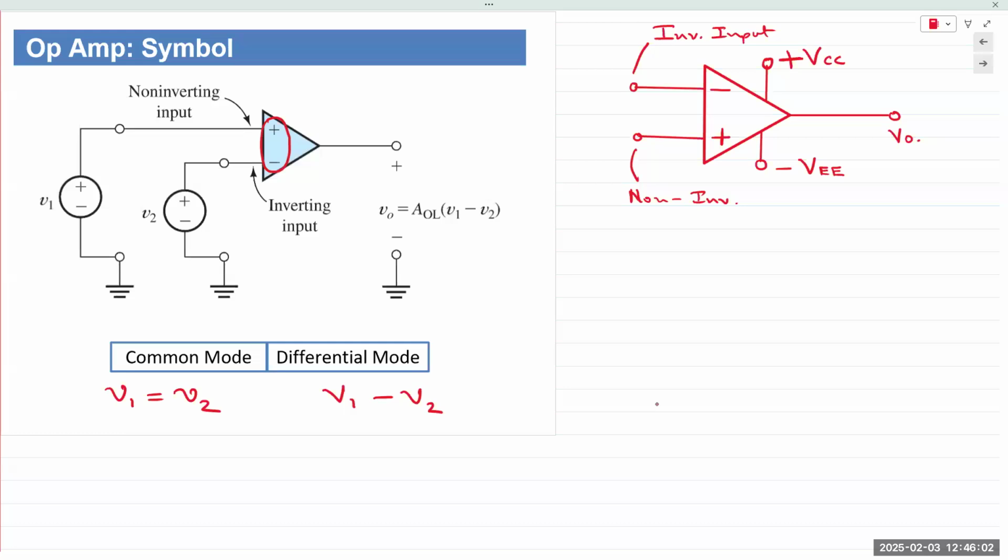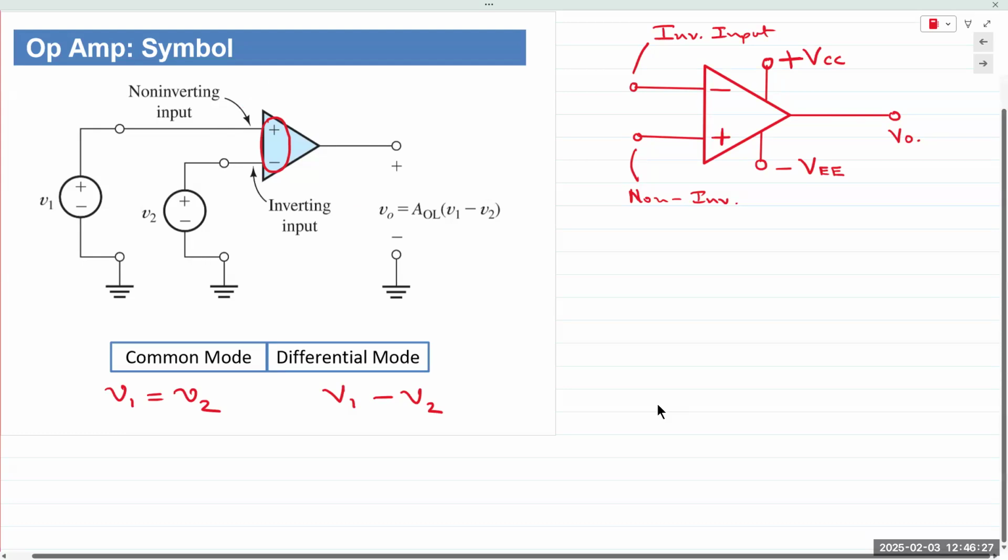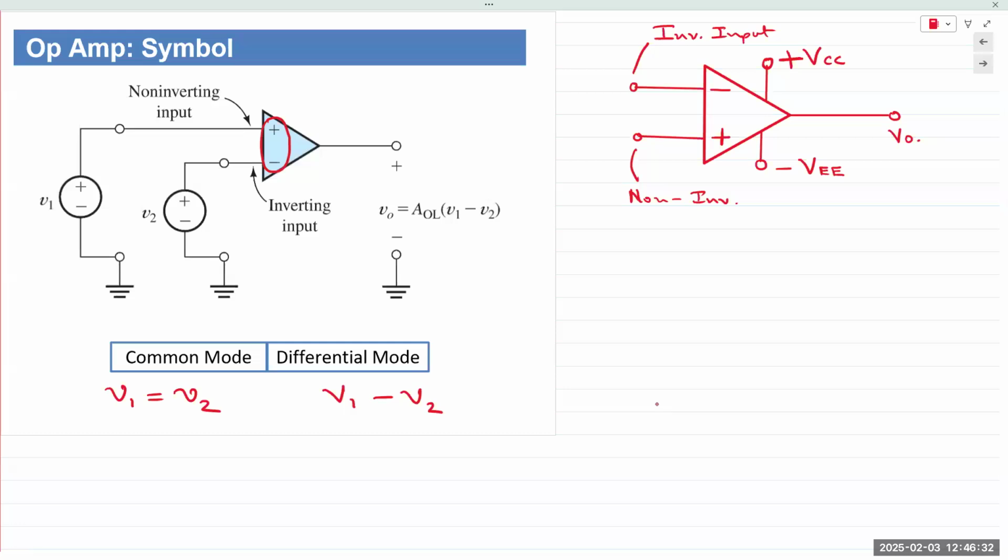So that's the differential mode. And the special property of an op-amp is that it's a differential amplifier, so it amplifies the difference between the two input terminals. Okay, most of electronic circuits at its fundamental is basically amplifying the difference between two signals. So again, an op-amp is basically a differential amplifier. It amplifies the difference in signals between its two input terminals.